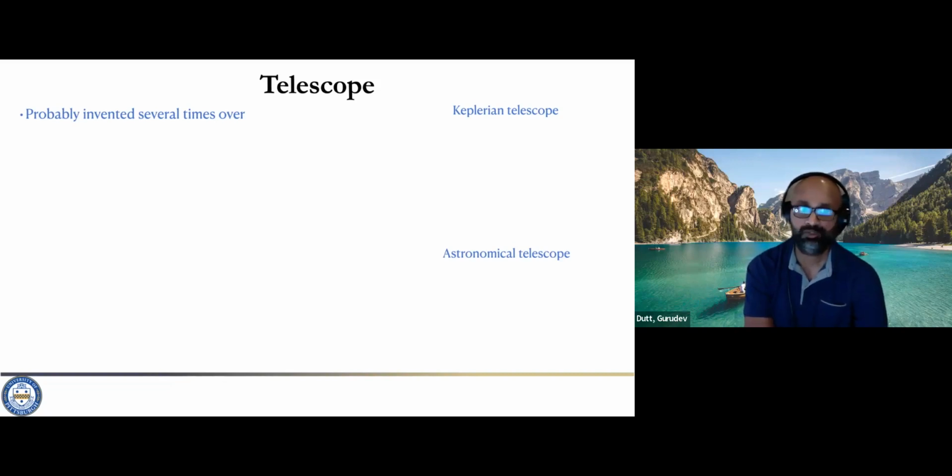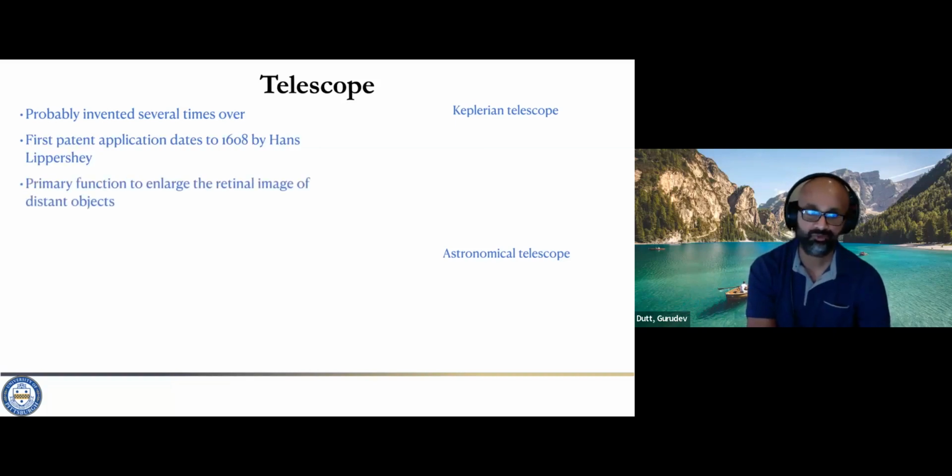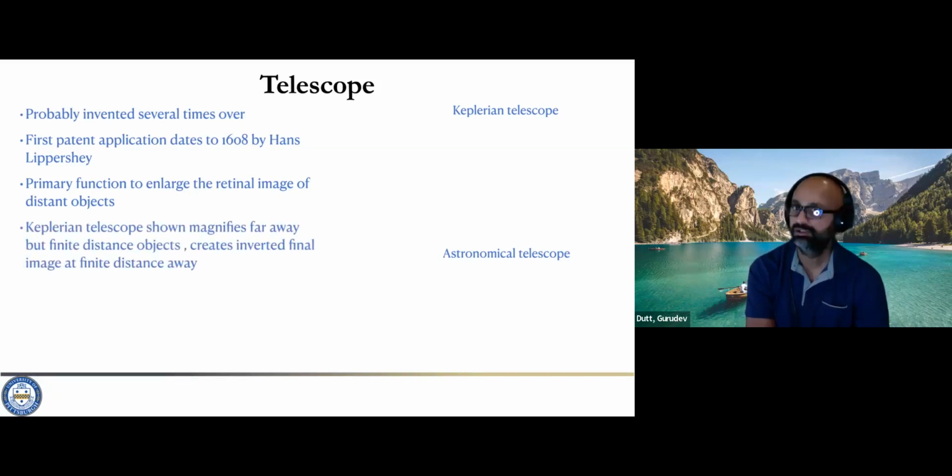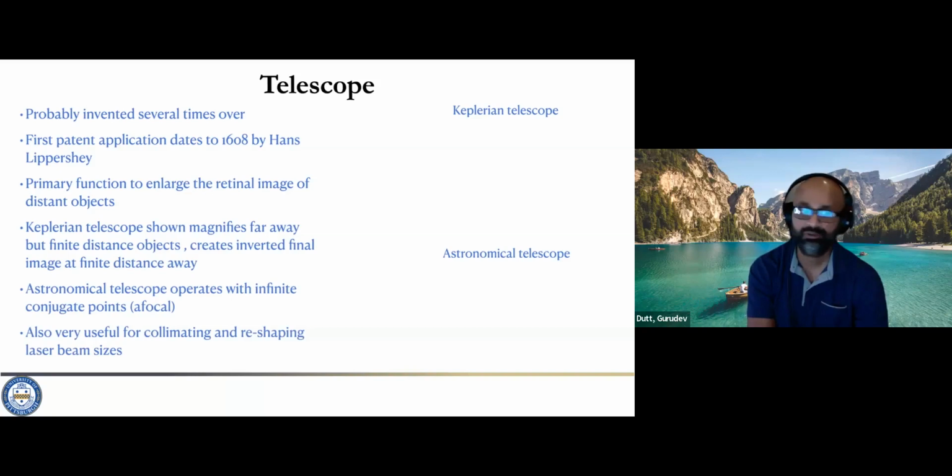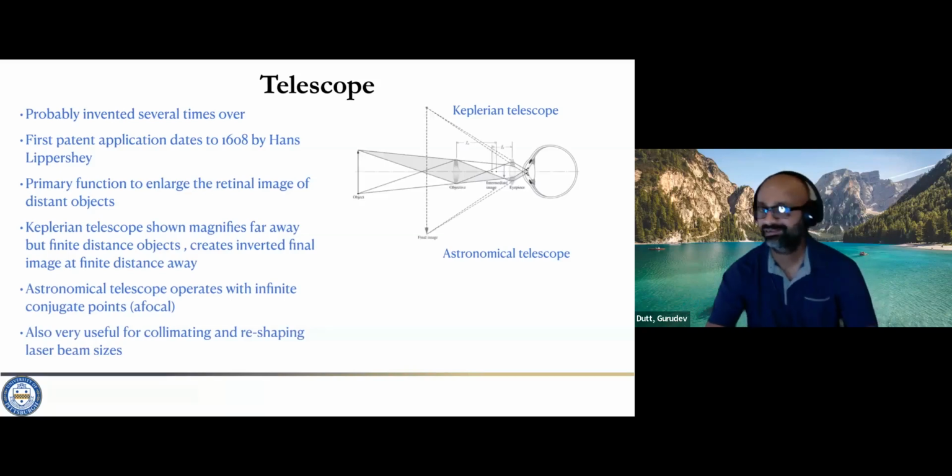So the telescope has probably been invented several times over. The first patent application was by Lippershey. I think I mentioned this. And the primary function, again, is to enlarge the retinal image of distant objects. The Keplerian telescope, that was supposed to come up here. Ah, there it is. Sorry about that.